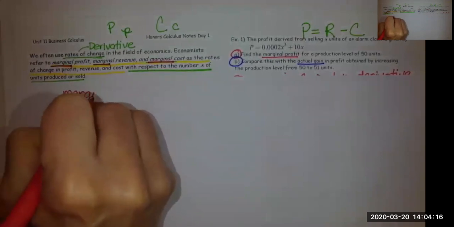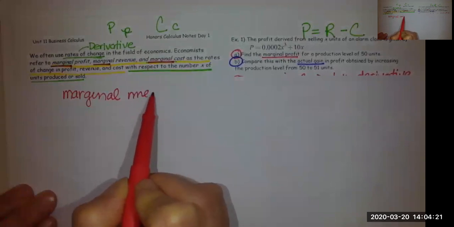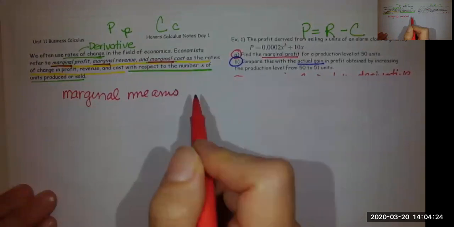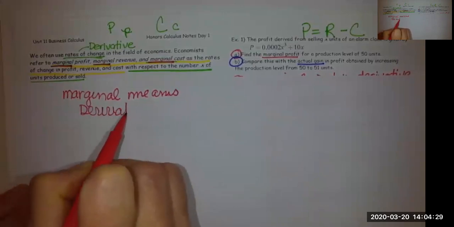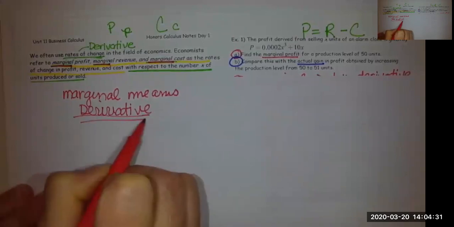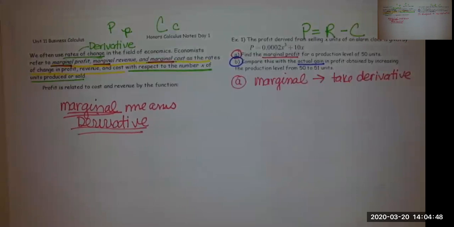Marginal means derivative. Okay, so your big vocabulary word today is to know that marginal means derivative. Marginal means selling one more unit. So think of that. If you see marginal, you're going to try to find the derivative. Okay, so if you printed your notes, you can see these. If not, you'll need to pull them up on your phone or something.